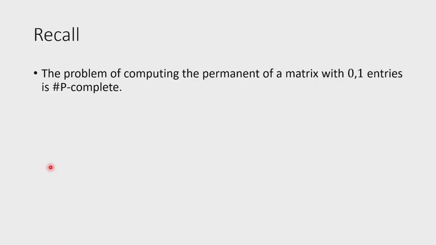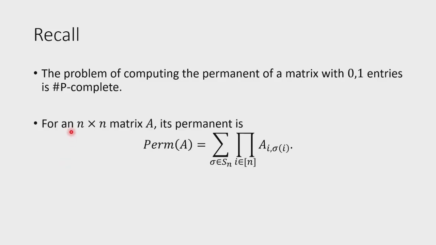We'll start by recalling what we saw this week. The first thing that you saw this week was that the problem of computing the permanent of a matrix with 0, 1 entries is sharp-P complete. Recall that for an n cross n matrix A, its permanent is the following polynomial. Permanent of A is equal to the sum over sigma in Sn, where Sn is the set of all permutations on the set 1 to n, of the product over i in n of A i sigma i.